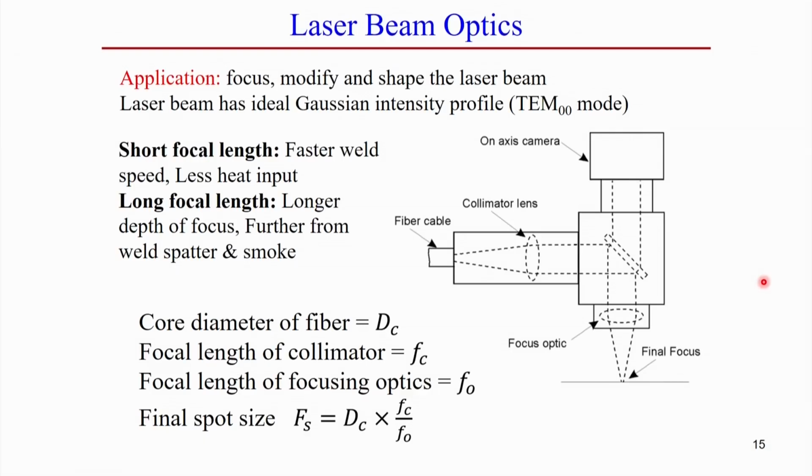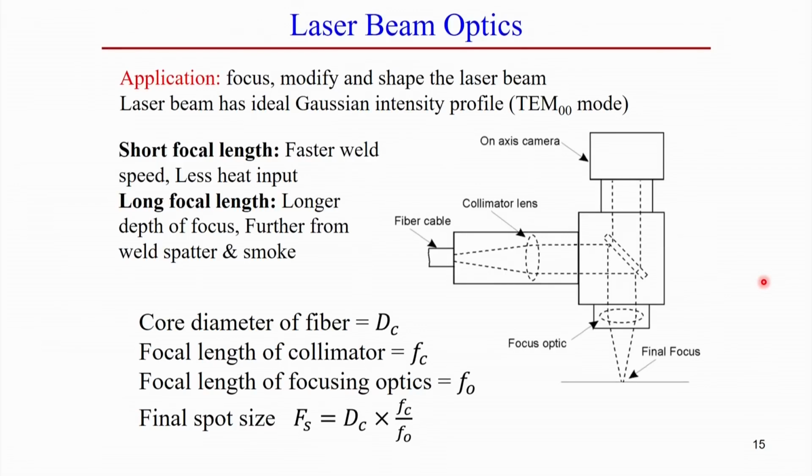That means when the laser is focused in a very small zone, the laser intensity increases. So to balance the amount of energy, this laser can be used at very high speed. And another thing is that if the laser is focused with a short focal length, then less heat input can be used. But a long focal length means a longer depth of focus.